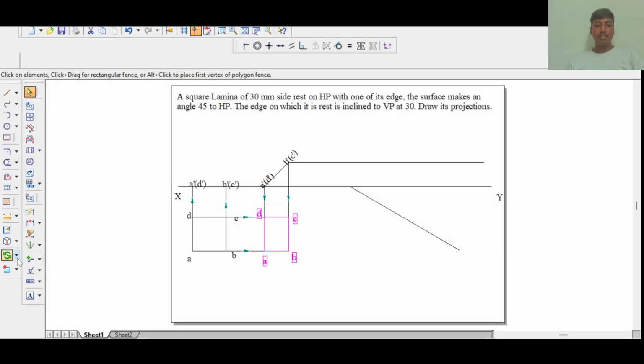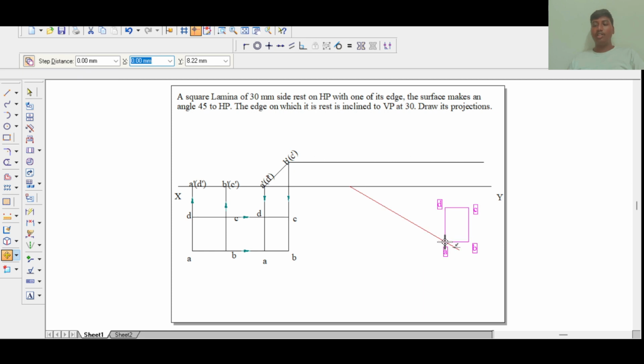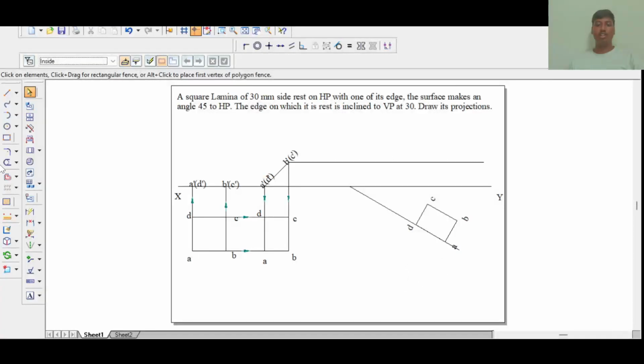And then select the whole inclined lamina with the naming and then move the lamina. Here it's given as the edge on which it rests. The edge on which it rests is A and D. So we are taking corner A as the point and then placing it on the inclined angle. And then next A to D and then rotate it to the inclined angle.